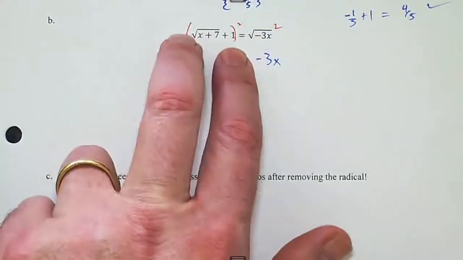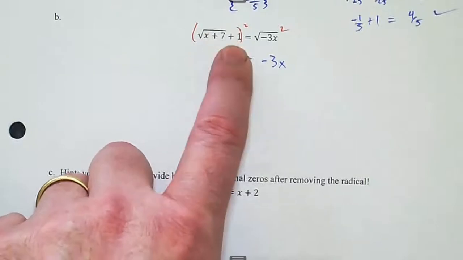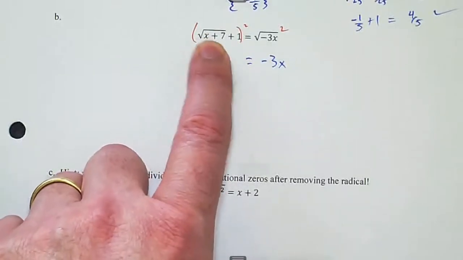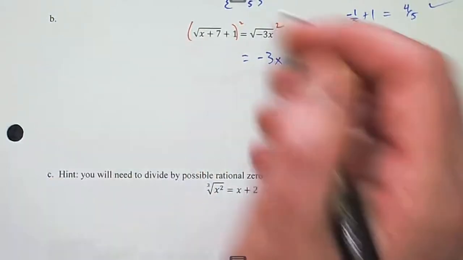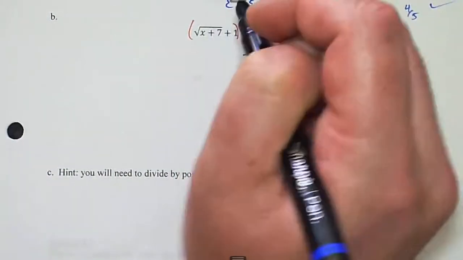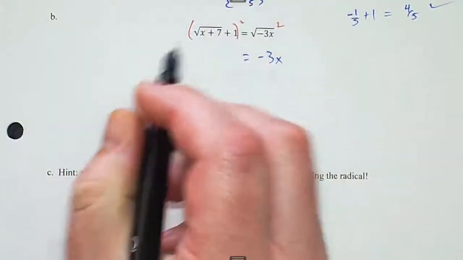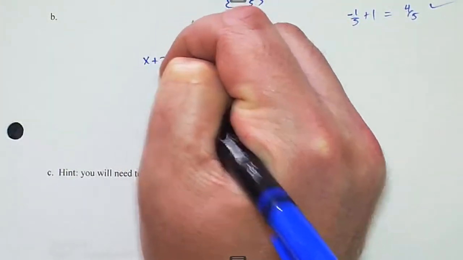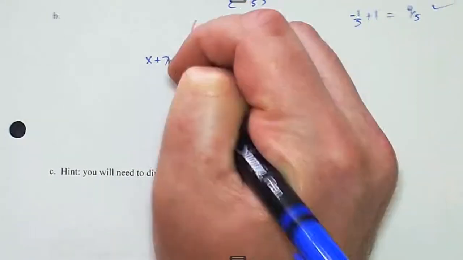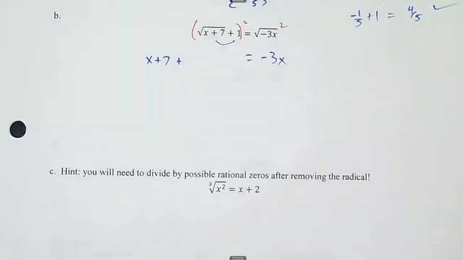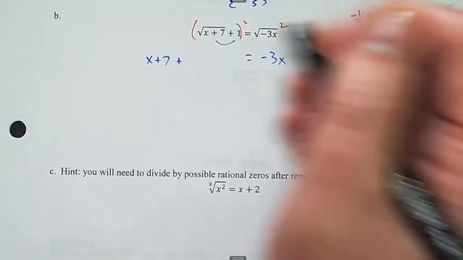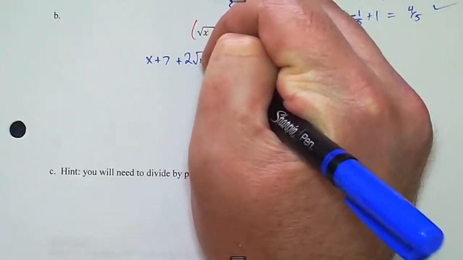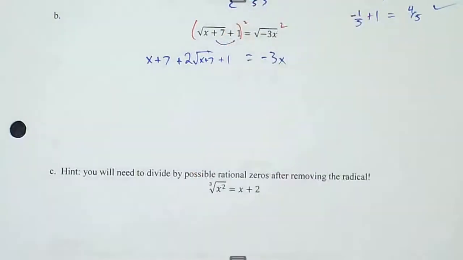And on the inside here, I need to FOIL that. Be really careful here, okay? Don't call this x plus 7 plus 1. That's not true. You have to expand this out. So when we square a binomial, first you square the first part. That's the a squared. That gets rid of the radical, x plus 7. Then I need to multiply these two together and double it. So 1 times root x plus 7 is just 1 root x plus 7. Now I double it, and I get 2 root x plus 7. Then I square that, and I get a 1.